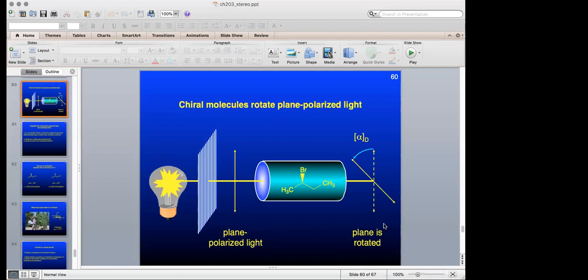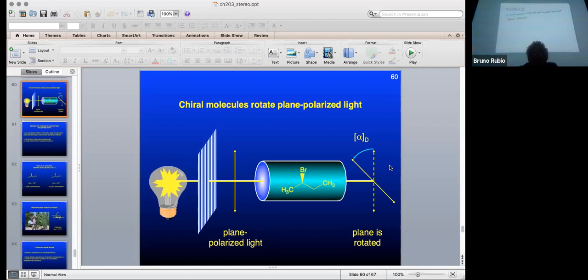So that's pictured over here on the right-hand side of this image, where the plane polarized light entered at a certain angle, and the chiral molecule rotates the plane of polarized light by a certain angle, which is called alpha. And on this slide, that subscripted D means it's the D line of sodium. That is the source that is used as the lamp. Okay, so that's the basic principle here of the polarimeter. It's that a chiral molecule rotates the plane of polarized light.